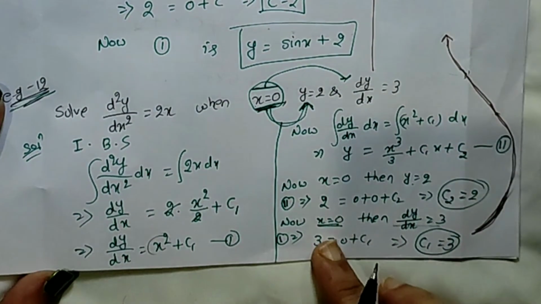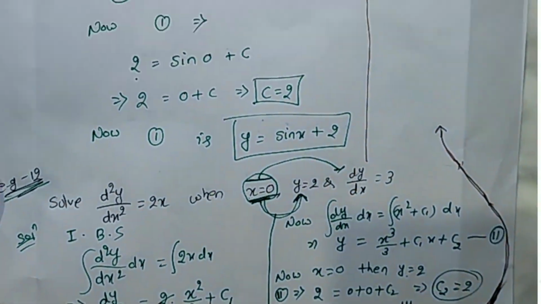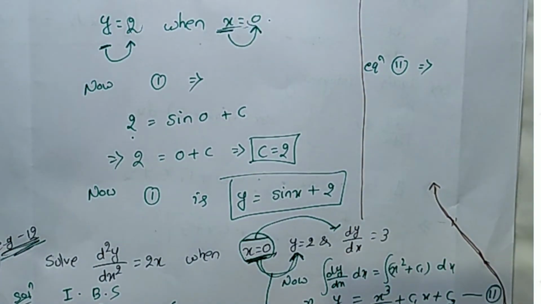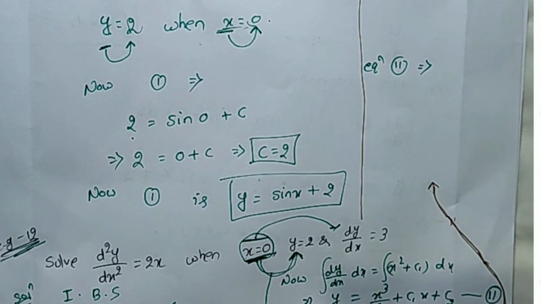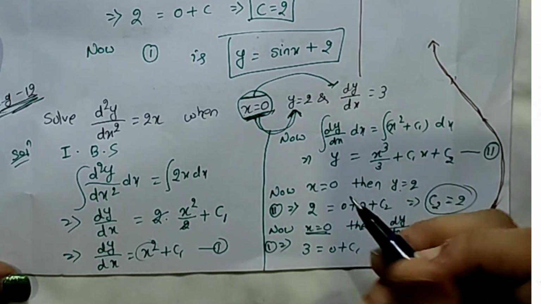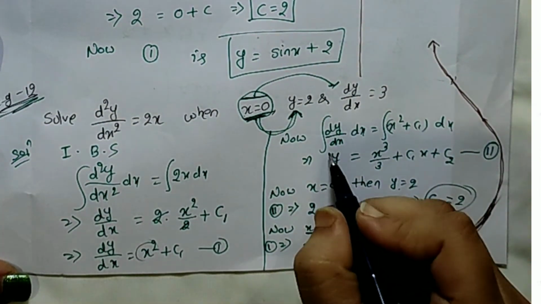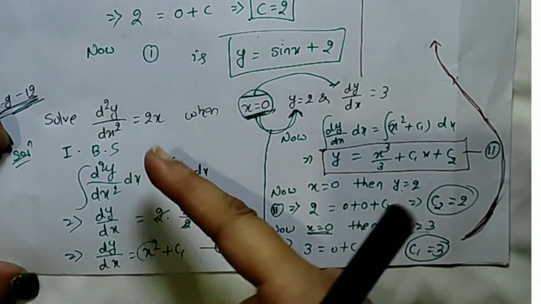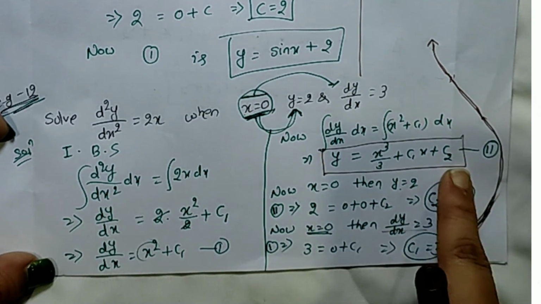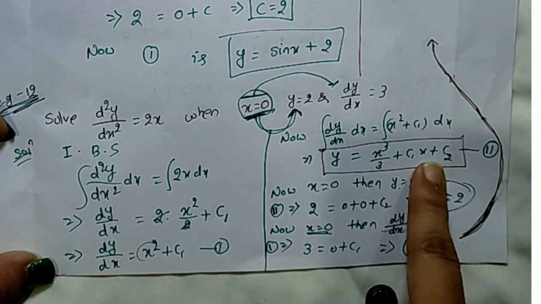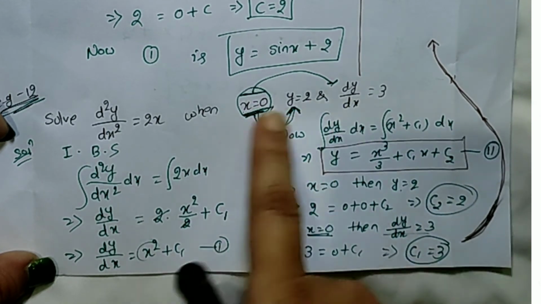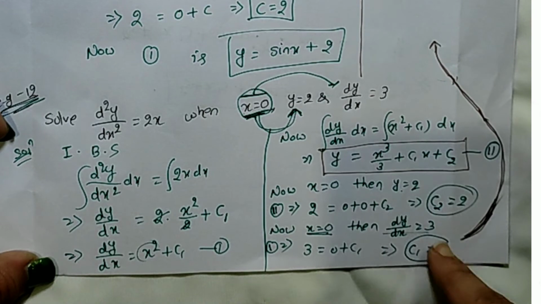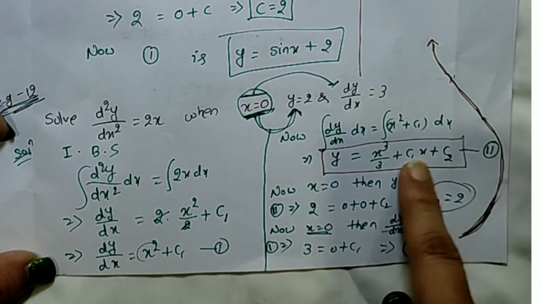Now equation 2: y is equal to x cube by 3 plus c1x plus c2. This is actually our solution of this differential equation. By integrating two times we get this solution, but it has two arbitrary constants. So by using these conditions we have found these two arbitrary constants. Now put the values of the arbitrary constants in our solution.